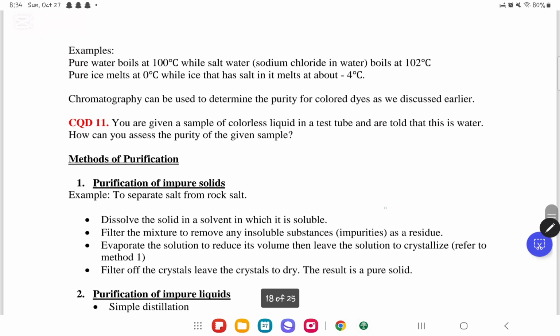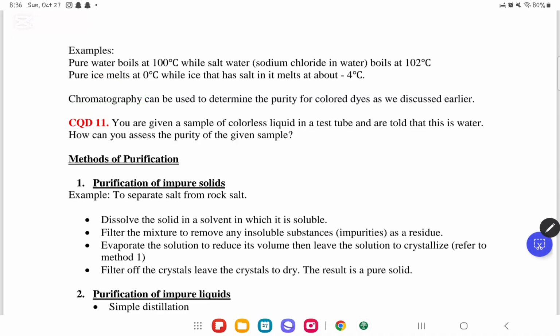Now if we go down and see some examples. They told us pure water boils at 100 degrees Celsius, while salt water with NaCl boils at 102 degrees Celsius. Pure ice melts at 0 degrees Celsius, while ice that has salt in it melts at about -4 degrees Celsius. So again, chromatography can be used to determine the purity for colored dyes, as we discussed earlier.